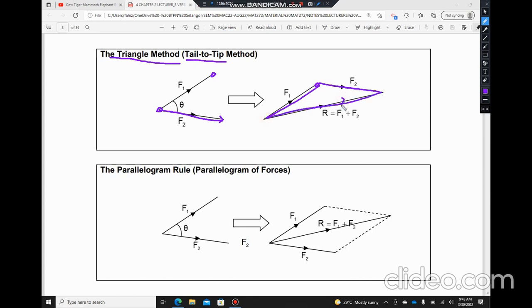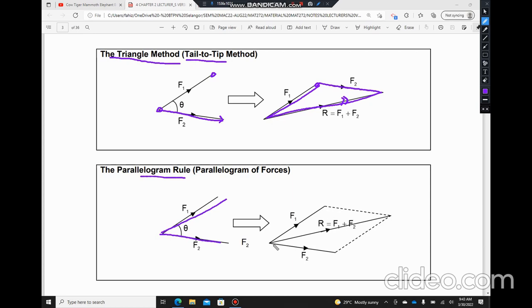Macam kita buat penambahan vektor kan sebelum ni, dalam chapter 1 kan, introduction, kita tambah dua vektor. Okay, so satu lagi kita ada parallelogram rule. Sama ada dua, awak nak guna triangle method ataupun parallelogram rule. Okay, kita ambil contoh yang sama, F1 dengan F2. Okay, tapi yang ni awak tak perlu pindahkan F2, cuma ni awak jadikan dia bentuk parallelogram.